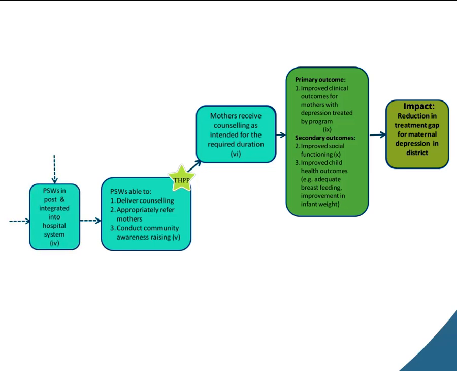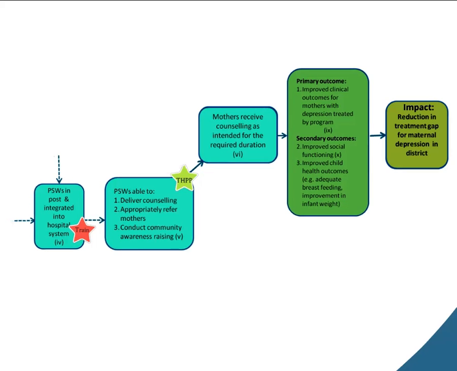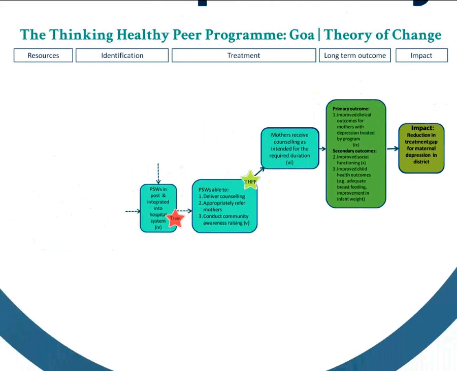In order for the peer support workers to be able to deliver counselling and have all these skills, they need to be situated within a health system which supports them. So the step before that in the pathway is for the peer support workers to be in post and integrated into the health system. And then you need to add in another intervention, the stars of the intervention. So once you have the peer support workers in post, you then train them to give them the skills to deliver counselling, etc. You can see how the pathway is building up.